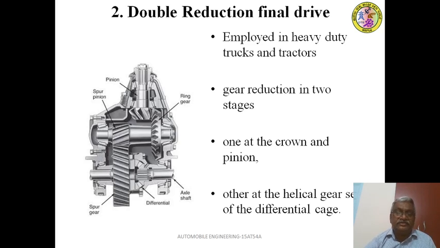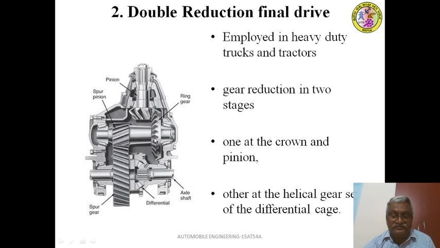In this diagram you can see this is the drive pinion, and this one is the crown wheel, this is the helical pinion, and this one is the helical gear. As the name itself implies, with the double reduction final drive, the gear reduction takes place in two instances, that is one at the crown and pinion and the other at the set of helical gears.